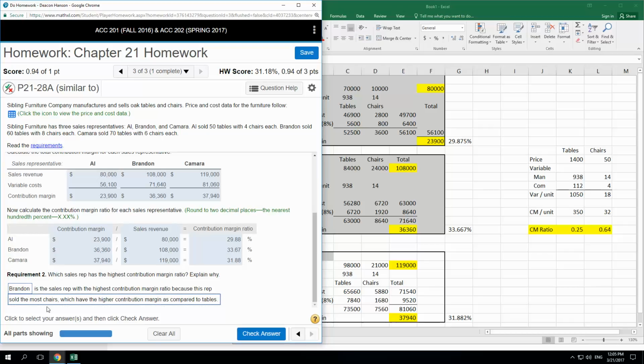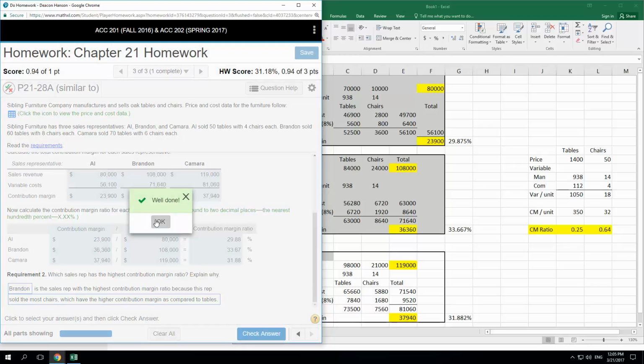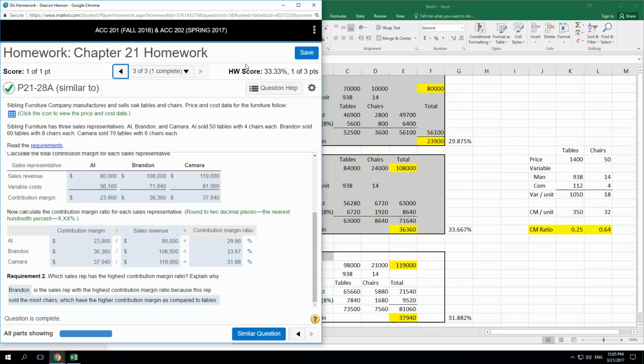And we'll go with sold the most chairs, and that answer here aligns with what we analyzed over here. We got a 64% contribution margin on chairs, and he sold the most chairs. Let's see how we do. Well done. Is that it? Yeah.